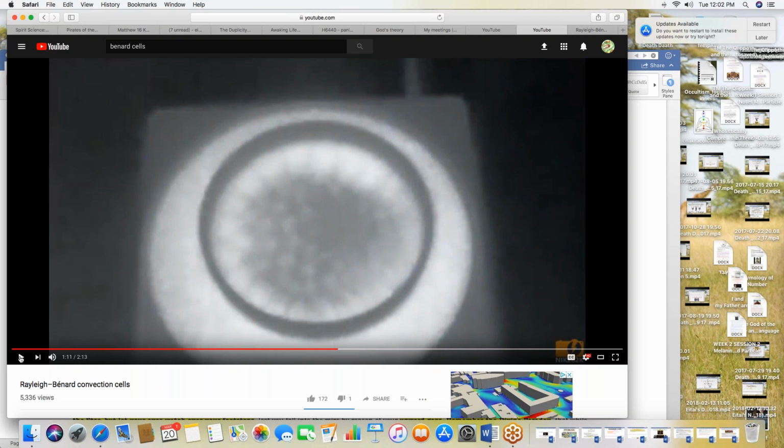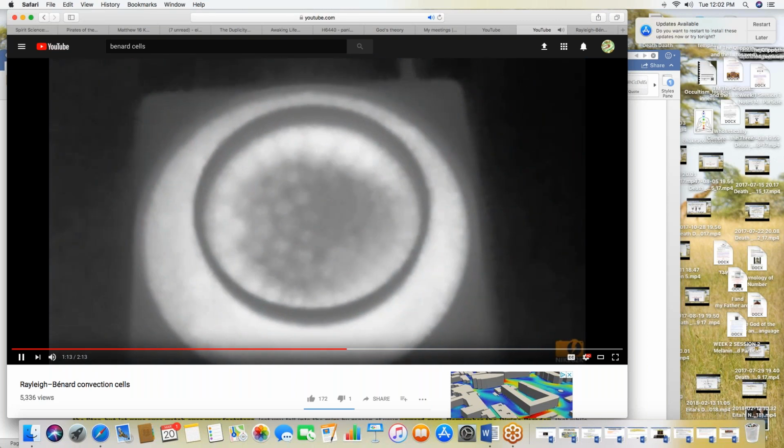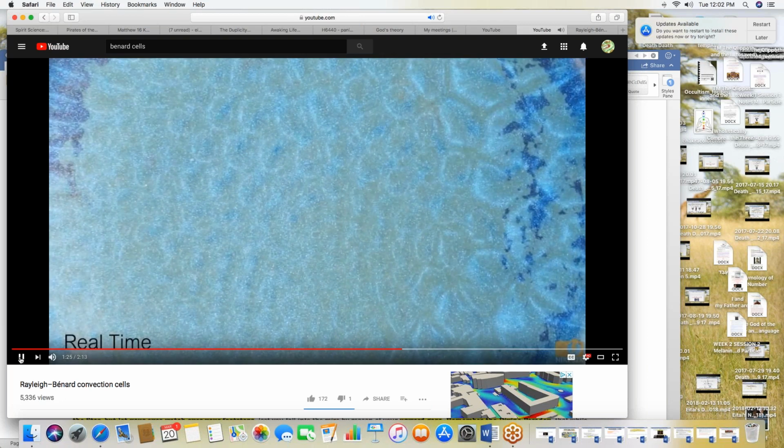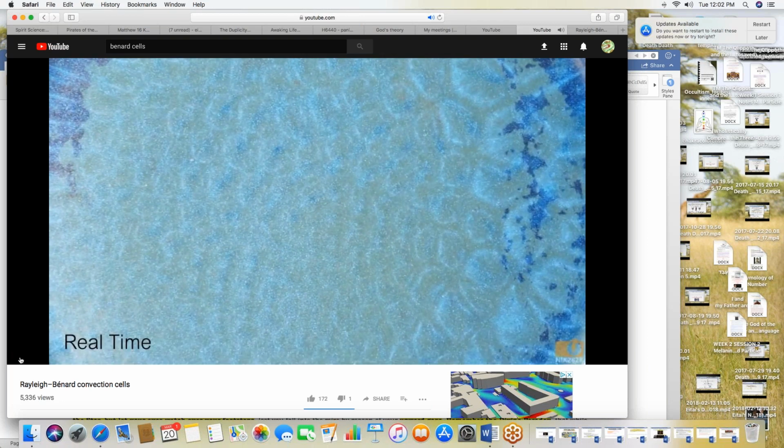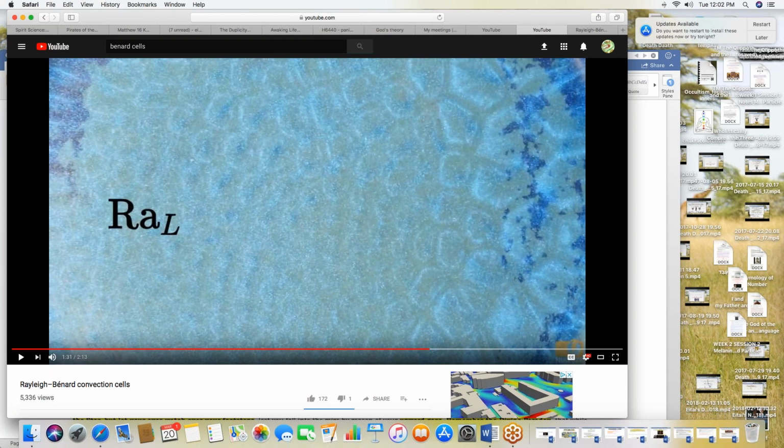Taking a look with the infrared camera, we can see this temperature gradient across the Bernard cells. At the center of each cell, it is much warmer than at the edges, forming this dark grid across the surface of the oil. Whether or not the Bernard cells form is determined by a non-dimensional parameter called the Rayleigh number.